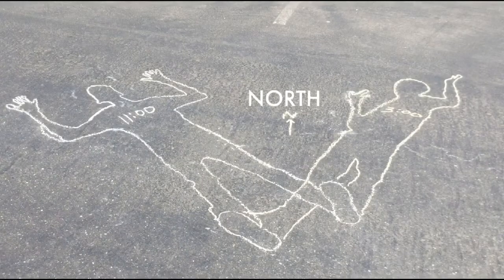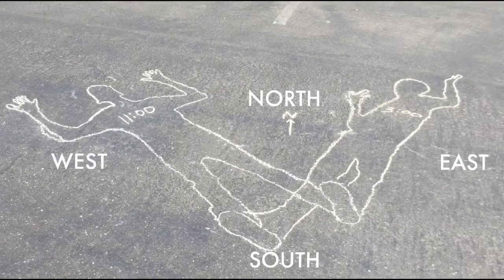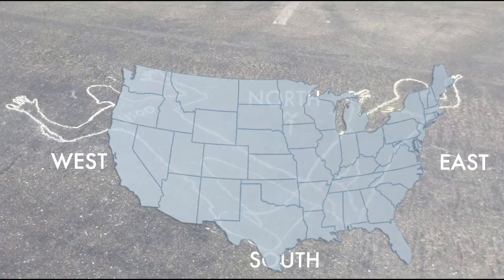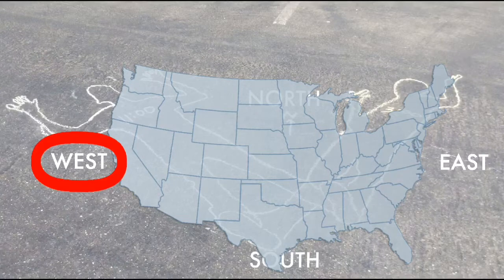So there's north, and the opposite of north is south. And to the right of north is east, and the opposite of east is west. It helps me to think of a map in the United States. We live on the west coast, which is to the left.